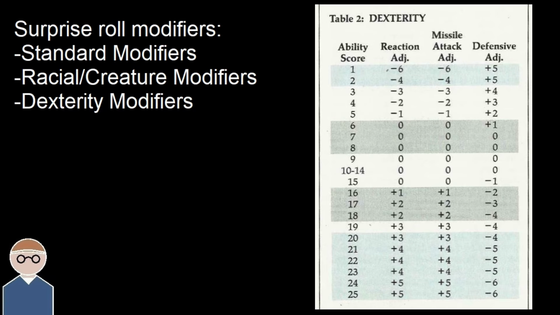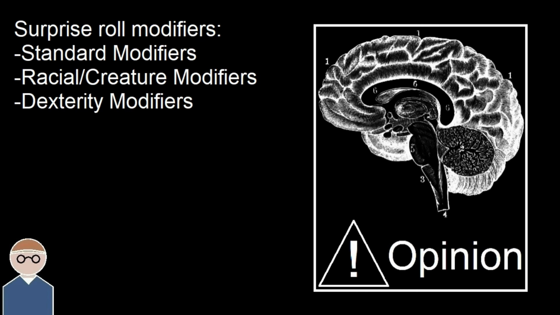The last modifier we'll look at is the dexterity modifier to surprise rolls. These are on page 14 of the PHB on table 2, under where it says reaction adjustment. If the reaction adjustment is positive, you add it to the surprise roll, and if it's negative, you subtract. It may seem odd to us nowadays that the surprise adjustment is dexterity based instead of some kind of awareness ability like you would see in more modern game design.